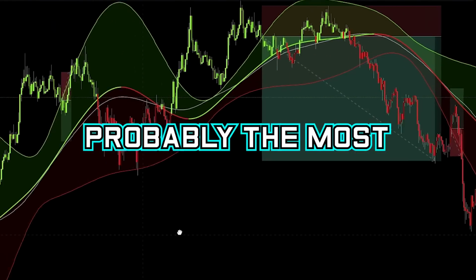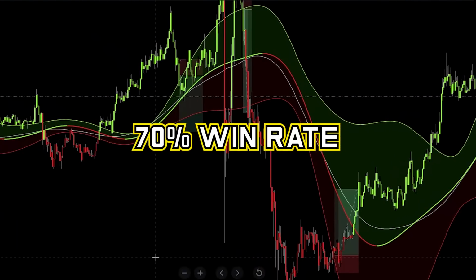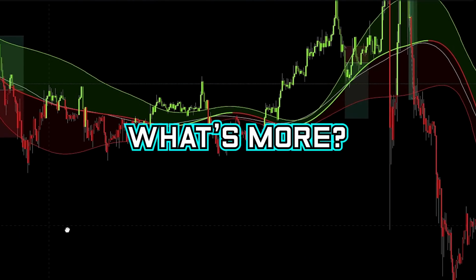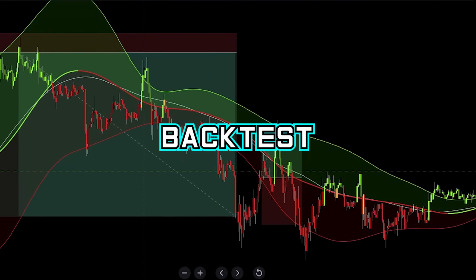This is probably the most valuable TradingView indicator ever. It has nearly a 70% win rate and it does not repaint. What's more, the strategy made over 650% in the backtest.